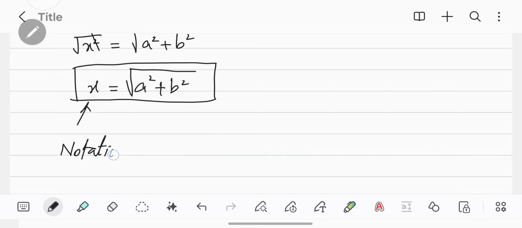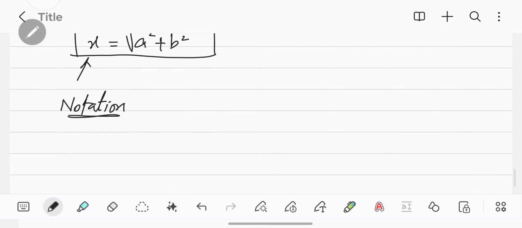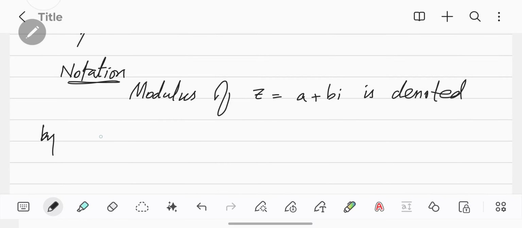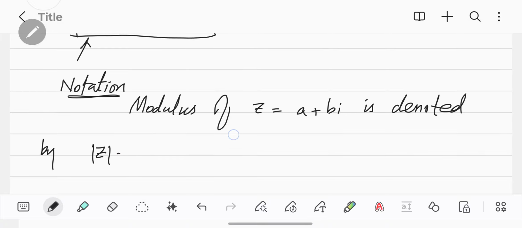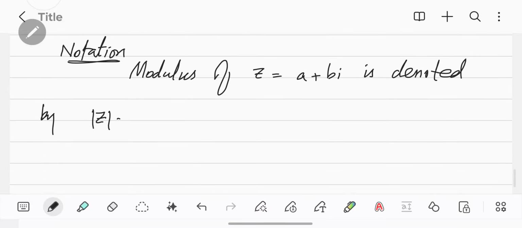We will not call it x, it has special notation. This modulus is denoted by z mod. Okay, so this is the way we denote the modulus of any complex number z. This is the notation.